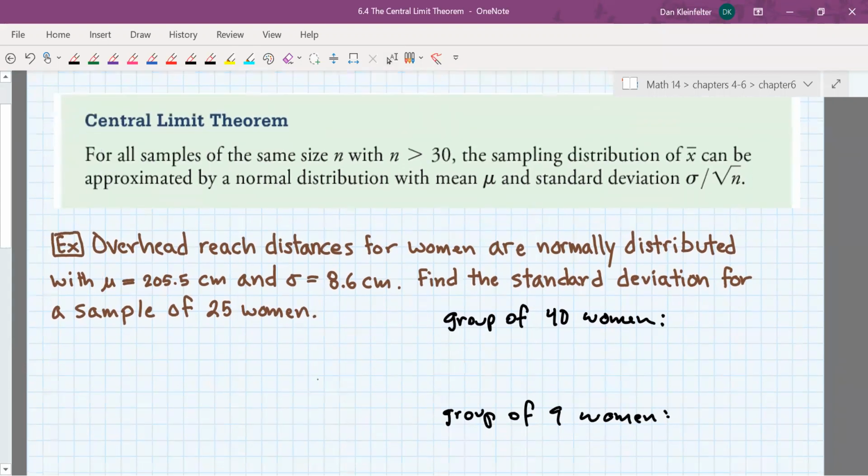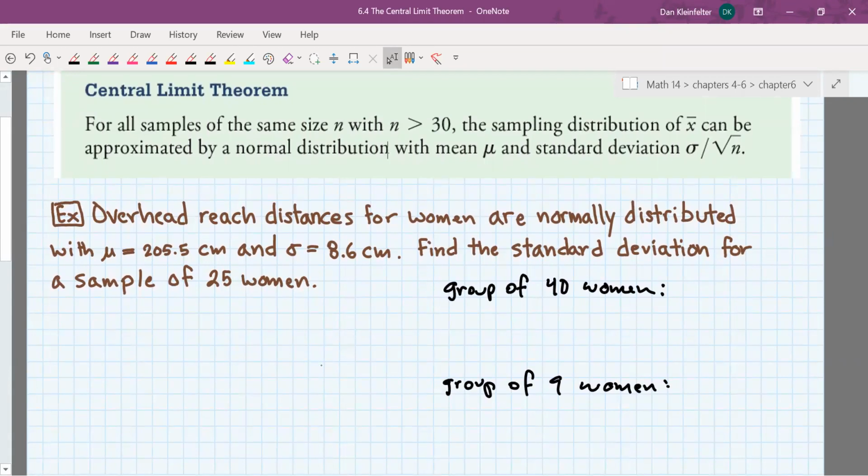As an example of calculating the standard deviation, and then we'll do a fuller example after this, let's take a look at the following example. Here it says overhead reach distances for women are normally distributed with a mean of 205.5 centimeters and a standard deviation of 8.6 centimeters. We want to find the standard deviation first for a sample of 25 women. So overhead reach distances, let's say you're getting on an airplane, you're trying to put your luggage in the overhead compartment, or maybe you're sitting at a desk and trying to reach a shelf over your desk. That's your overhead reach distance.